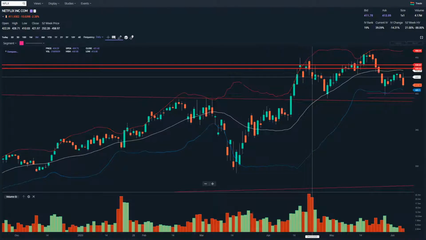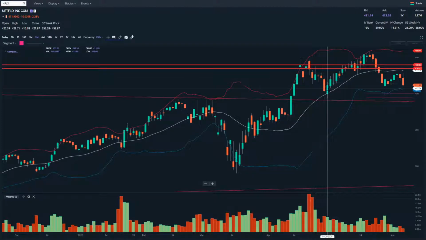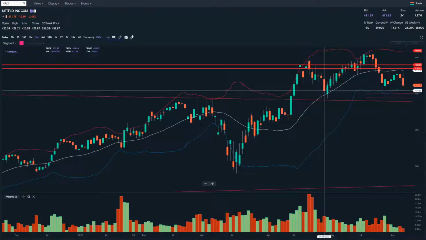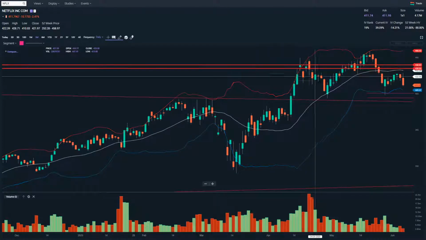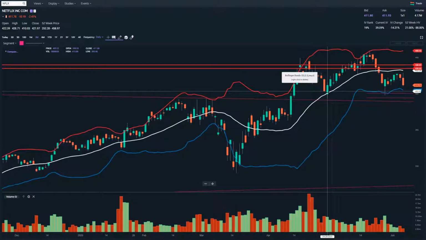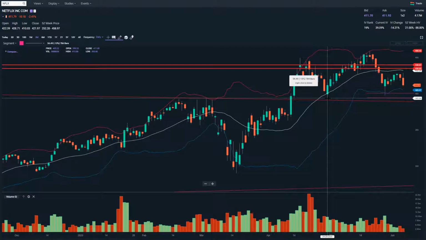So, 1, 2, 3, 4, 5, 6, 7 days there of generally downward price action, you would have made money on a put option and been able to get out. That's not where I got involved though. I watched it retrace. Here's the retrace back to that trend line. So again, I'd hit that long with a call option.